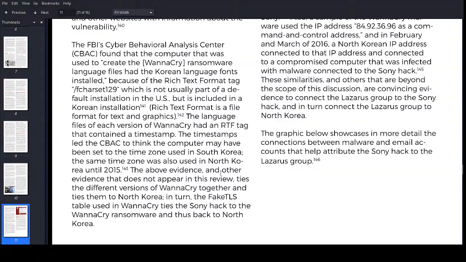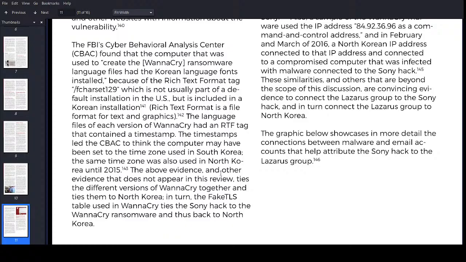The FBI Cyber Behavior Analysis Center found that the computer used to create the WannaCry ransomware language files had the Korean language fonts installed, because of the rich text format tag fchar set 129, which is not usually part of the default installation in the US but is included in a Korean installation. Rich text format is a file format for text and graphics. The language files of each version of WannaCry had an RTF tag that contained a timestamp.